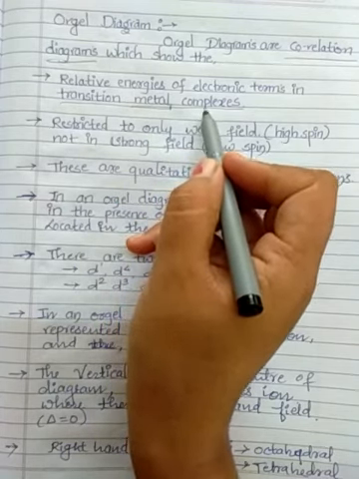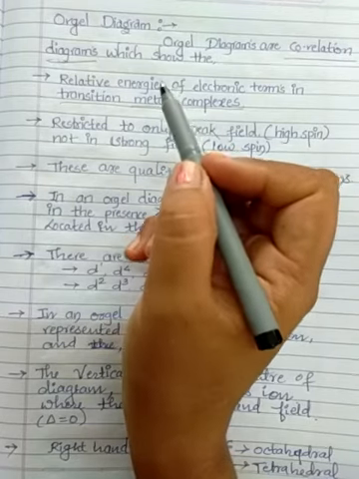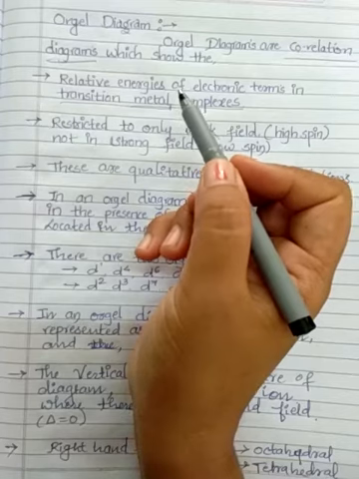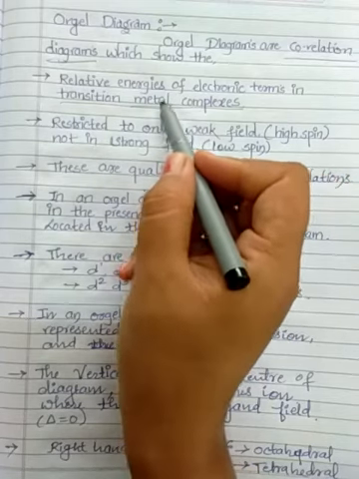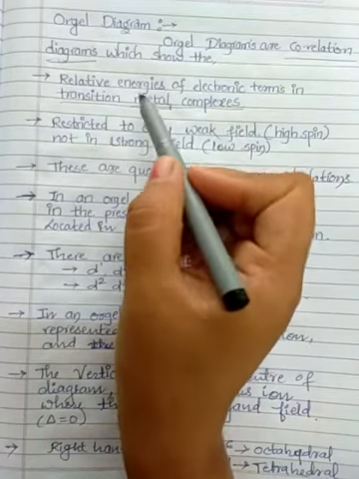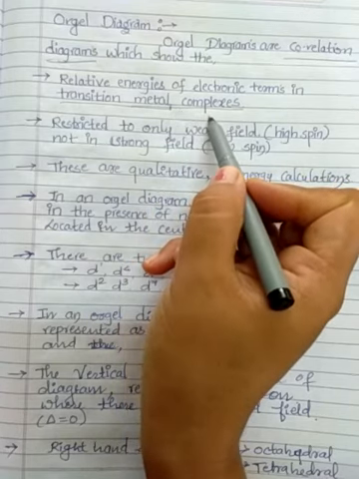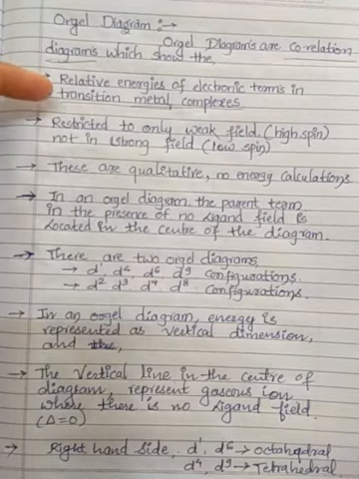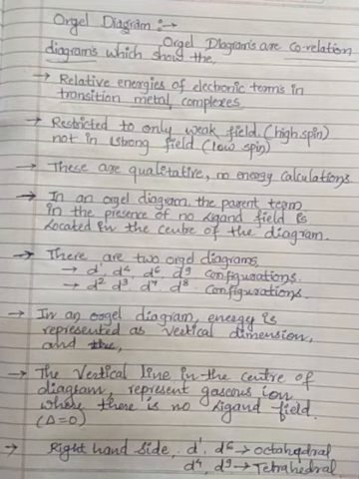So the relative energies of electronic terms, they can split into D1, D2, D3, D4 and so on, isn't it? Such relative term energies are available over there. So Orgel diagrams can show the correlation diagrams of relative energies of electronic terms in transition metal complexes.